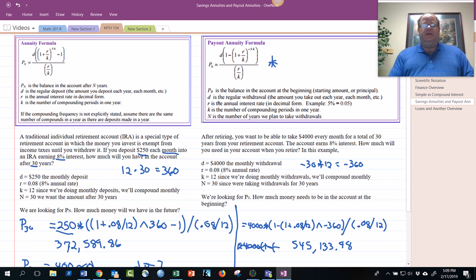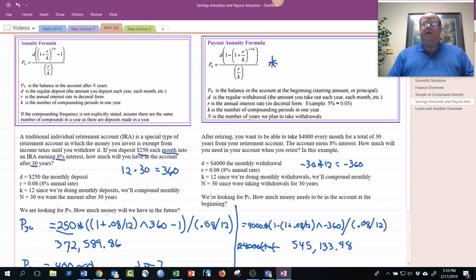Sometimes, right, this time they gave us the D and asked us for the PO. They could do it the other way. They could give us the initial amount to put in and ask for the D, how much is going to come out every month. And you just have to do the same kind of process we've done on the other ones.